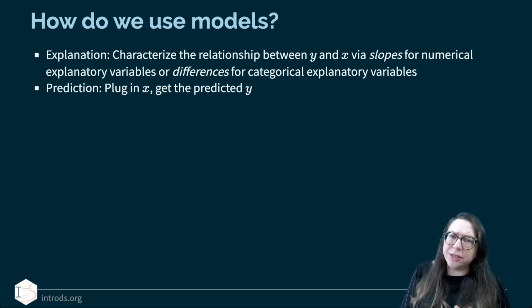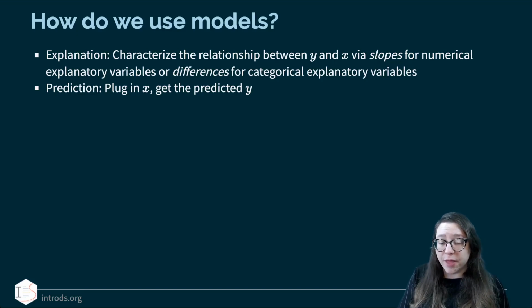So how do we use models? There are two main uses of models. One is explanation, where we characterize the relationship between y and x via slopes for numerical explanatory variables or differences for categorical explanatory variables. And prediction is another use where we plug in x and get the predicted y.